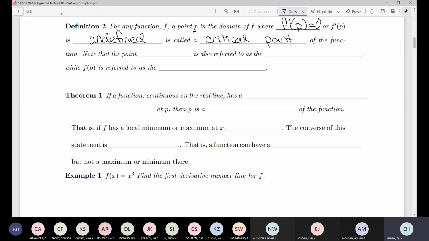Note that somewhat unfortunately, the point P, F of P is also referred to as the critical point. 95% of the time, if they say critical point, they just care about the X value. Anytime I ask for the critical point, 100% I only care about the X value. Or if I want the Y value, I will be very, very specific about wanting it. Sometimes F of P is referred to as the critical value. So that y value can sometimes be referred to as the critical value instead of the critical point.